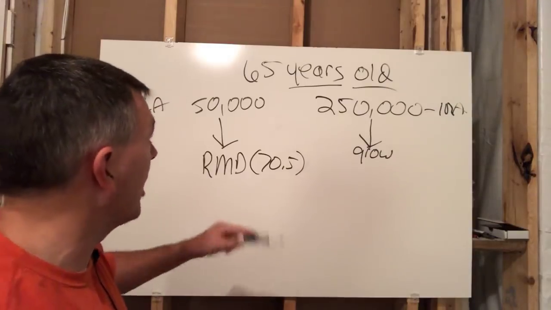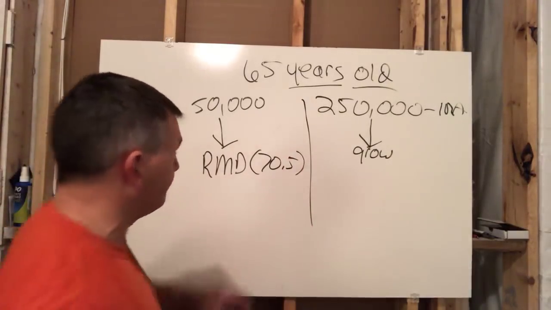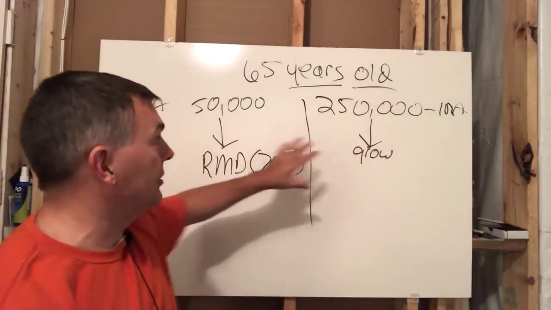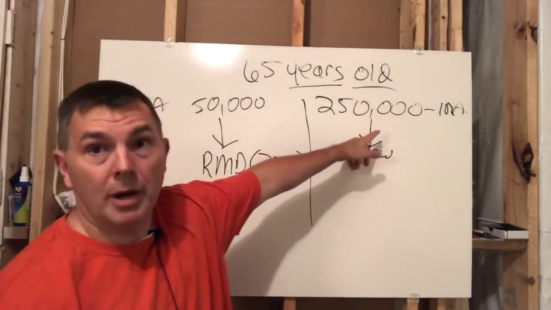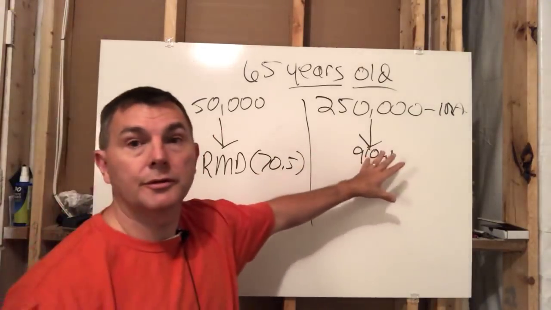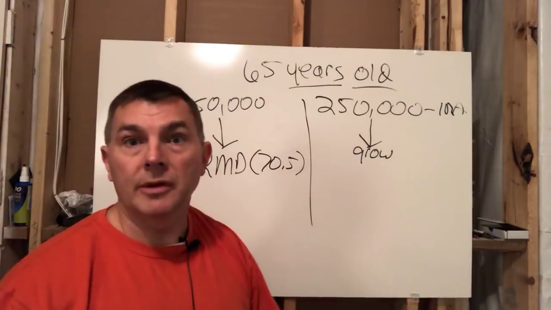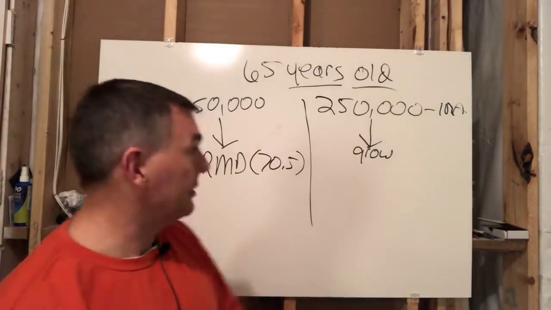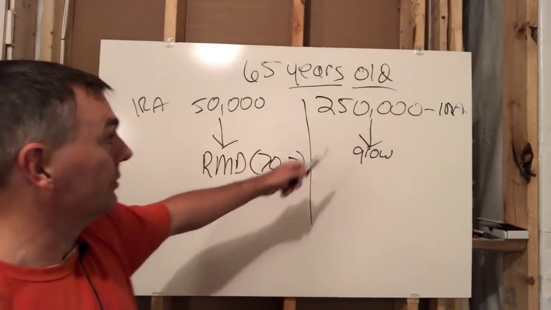If you follow the YouTube channel, we know RMDs are at 70.5, but from now on, we're going to say 70 for simplicity. So what you're doing is dividing these two IRAs into two buckets. This is my growth bucket. This is my RMD bucket, the money I'm going to use for income. This is the money I'm going to use for later on, to offset inflation, maybe leave to my surviving spouse, maybe leave to my kids. So this one I'm not going to touch.